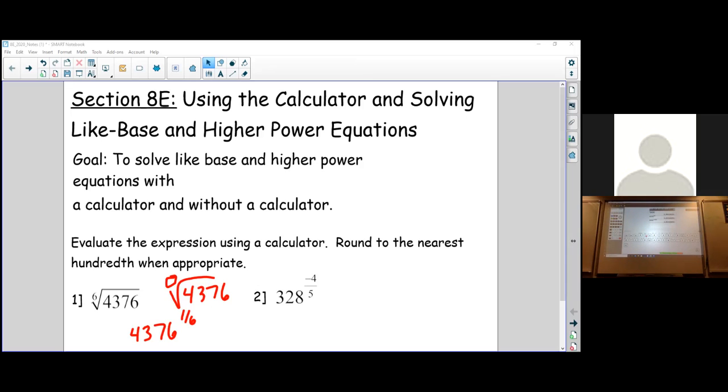Sometimes, like this one said, leave it to the nearest 100th. Sometimes we want you to leave it as exact, which means you'll leave it as a radical somehow.